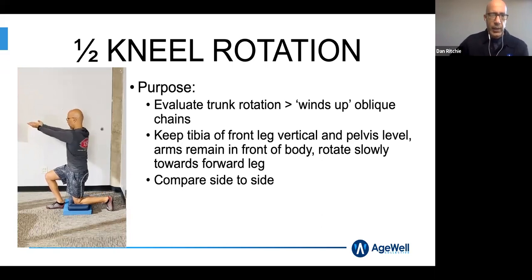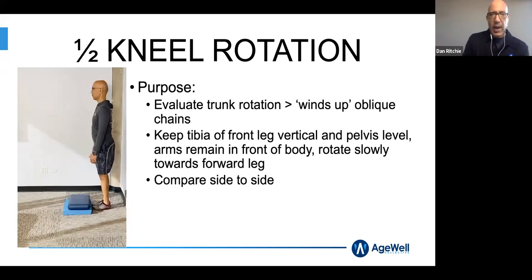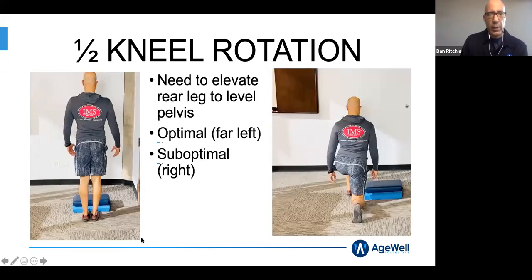For me, rotating to my right generally feels a little bit easier. The range didn't feel much different, but it just generally feels easier. Okay, now, what are some common compensations during the half kneel rotation? Again, I just want to show you this.